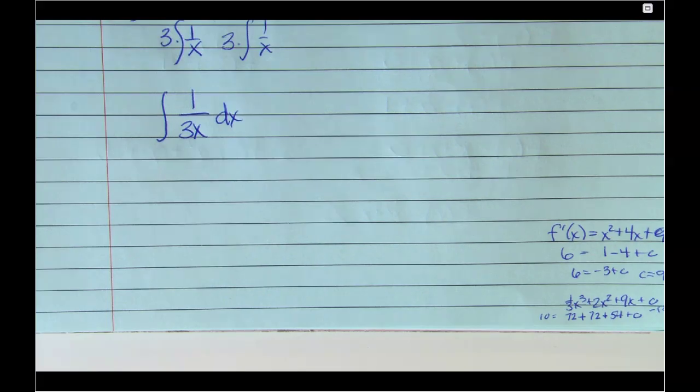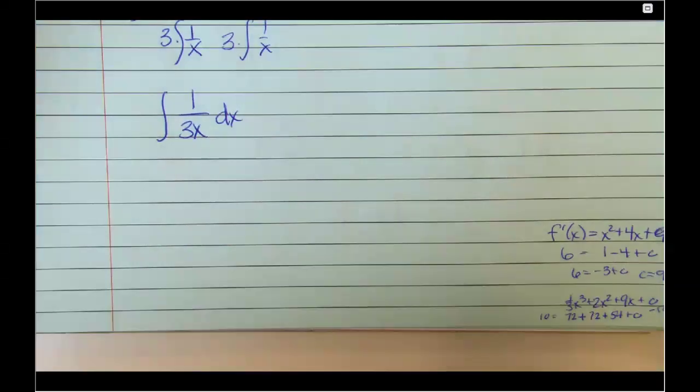You can definitely do that. Take the 1/3 out, because if you times 1/3 by 1 over x, it's 1 over 3x. Take out 1/3, x to the negative.